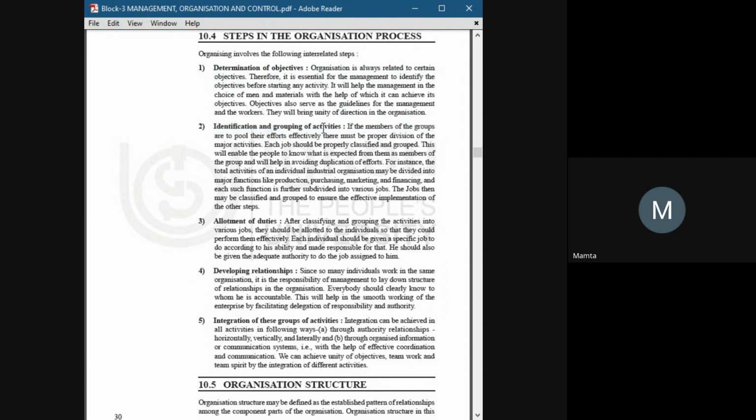The second step is identification and grouping of activities. Now taking that same example of producing shirts. In producing shirts, we have many activities. We need to get raw material, we need to create shirts out of it, we need to button them, we need to press them, and we need to clean the shirts before preparing them for sale. So all the activities I have told you are a part of production.